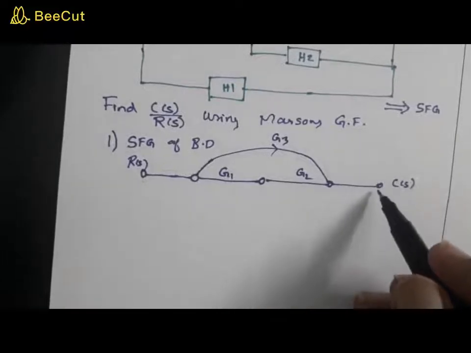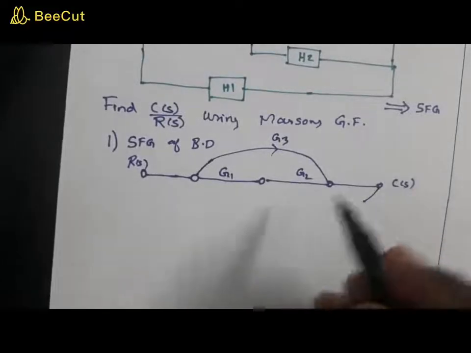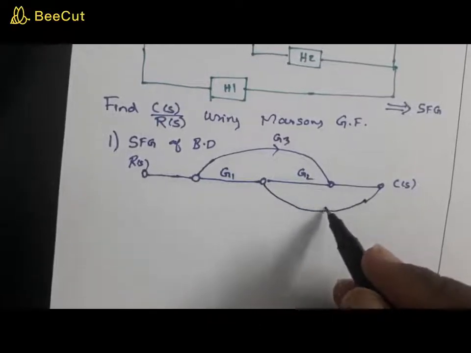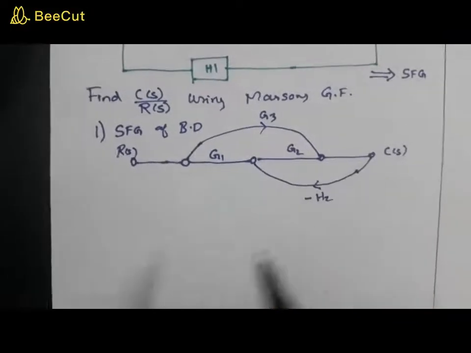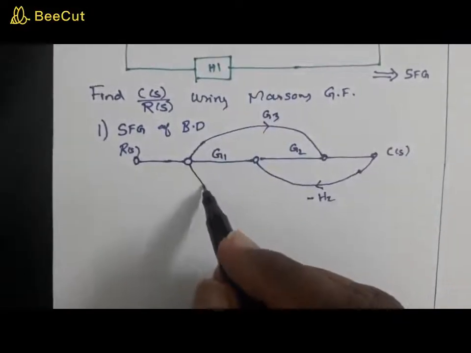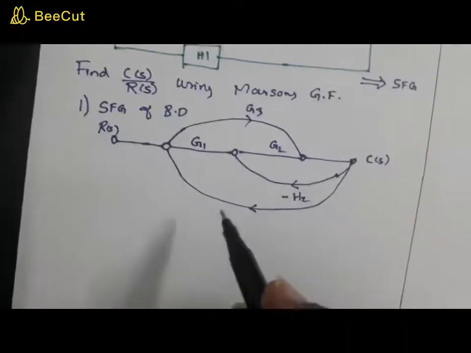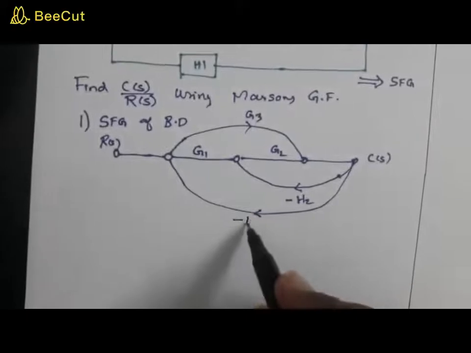Then from this you have a feedback connection, which is H2, but look at this, you have a negative feedback. That means you need to multiply that by -1. Again you have one more H1 from this side connecting to that same output, and this is H1 but with a negative sign here, so this must be minus H1. So this is the SFG of this block diagram.